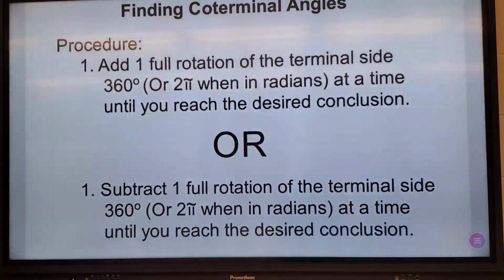It has to be a different number. Okay, but I can either add or subtract a full rotation. Again, depending on the value that I give you, you may have to do one of each. You may have to add and then go back and subtract instead. Or I give you a number that's large enough, either positive or negative, that maybe all you have to do is add, or maybe all you have to do is subtract. Okay? So again, pay attention to what I give you.